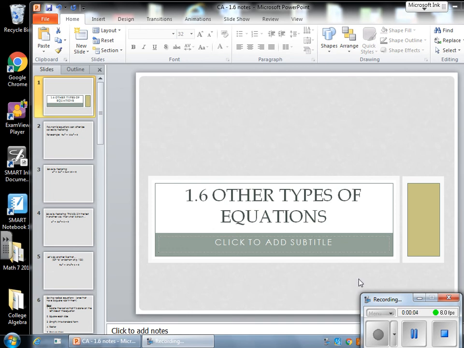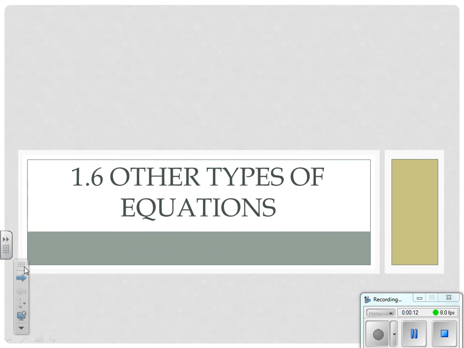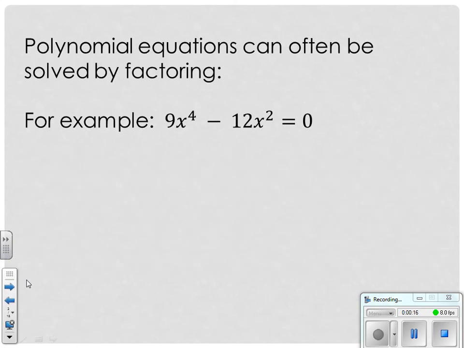Chapter 1, Section 6 is on other types of equations. So if you'd please turn in your book to where this section starts, we will get our lesson going. There's a lot of examples in this section. Some of them more difficult than others, so make sure that you take good notes down.